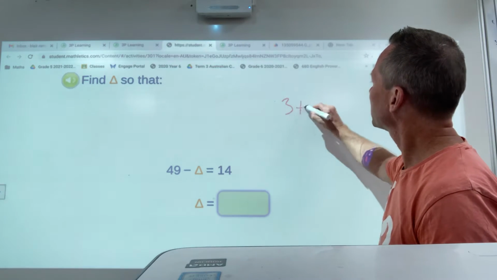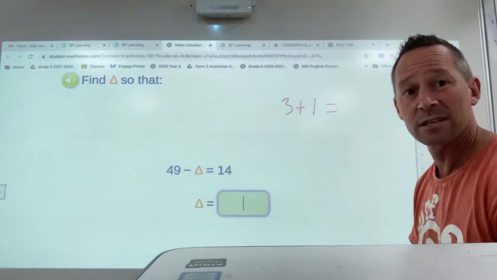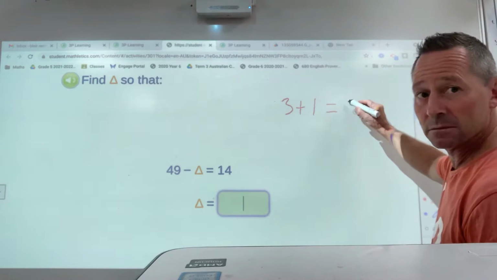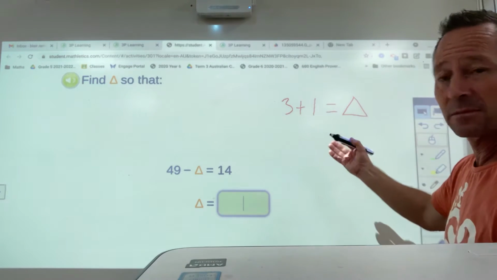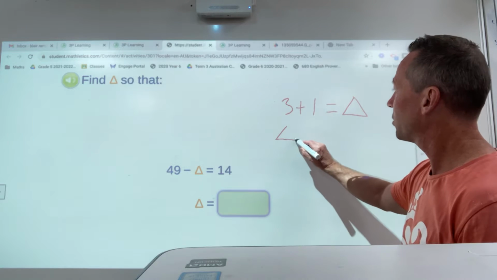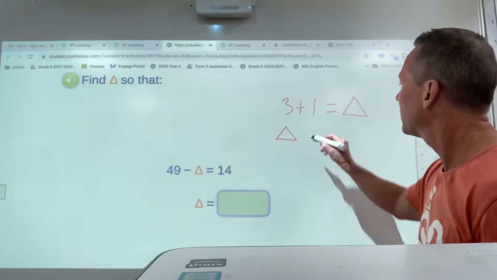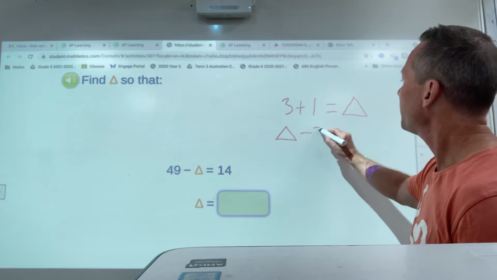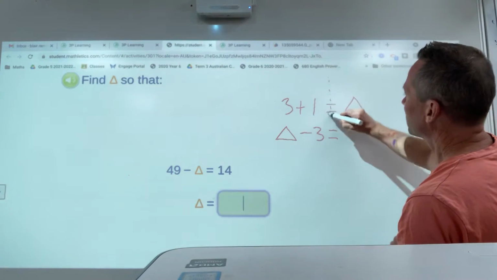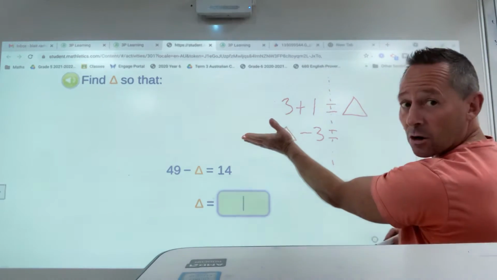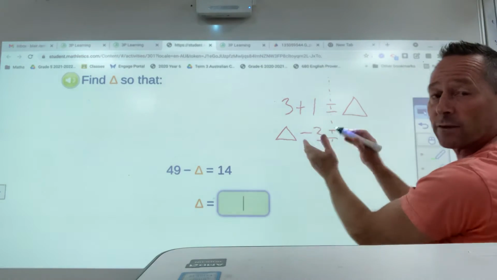3 plus 1 equals, what do you think that is? 4. Now, you could represent 4 as a triangle. In which case I could then do triangle, which we know is 4. What's the opposite to addition? Subtraction or minus or takeaway. Minus 3 equals. Whatever is on this side of the equal sign should balance on this side. They should be equivalent or equal.